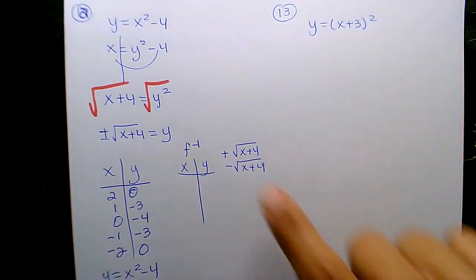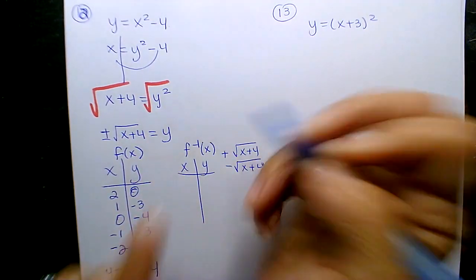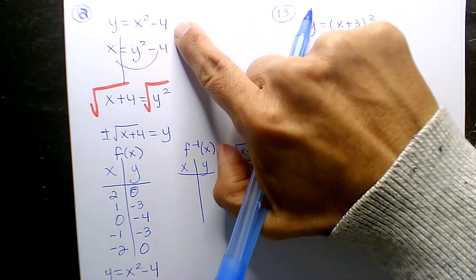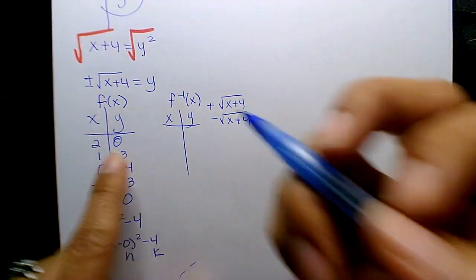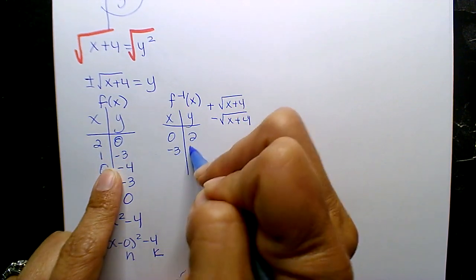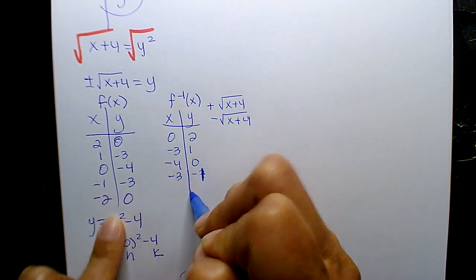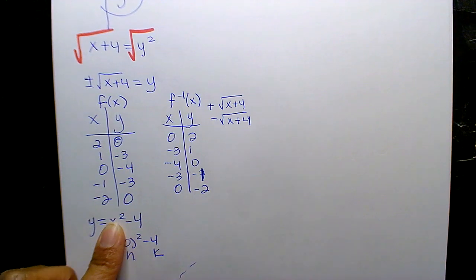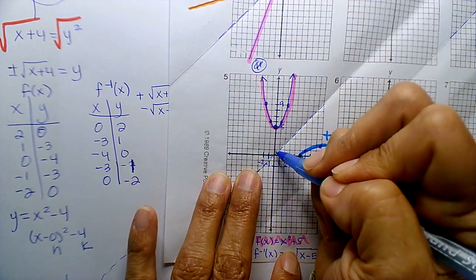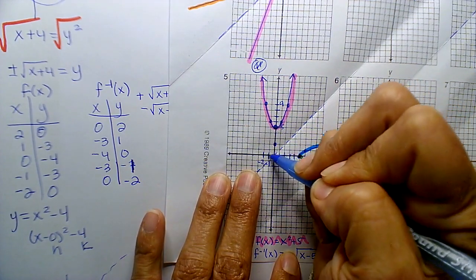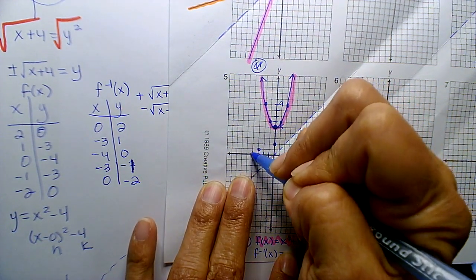That's why, oh, I have inverse here. This is f of x. This is f inverse of x. So you've got to go off your original function. And so then your points are 0, 2, negative 3, 1, negative 4, 0, negative 3, negative 1, I'll mess up, 0, negative 2. So when you plot it, now the inverse function, 1, 2, 3, 4.